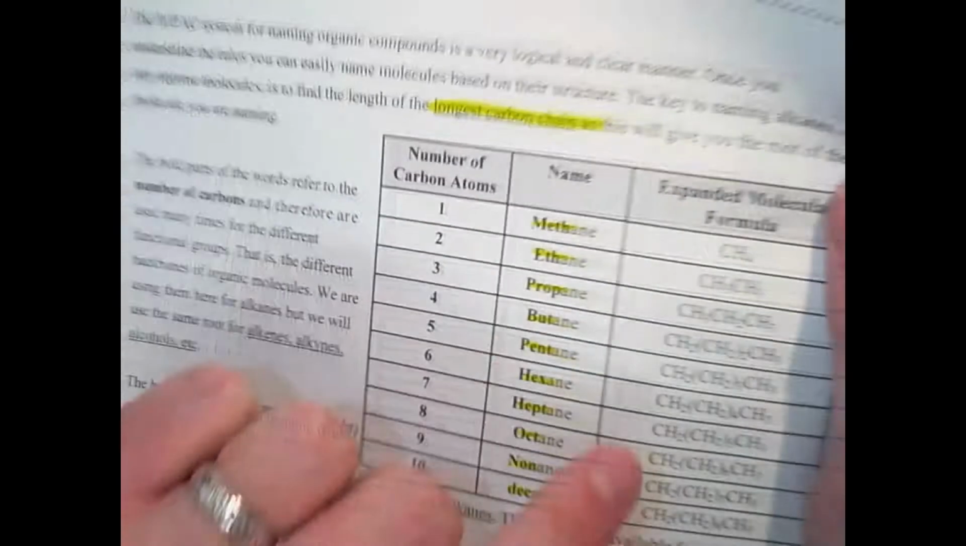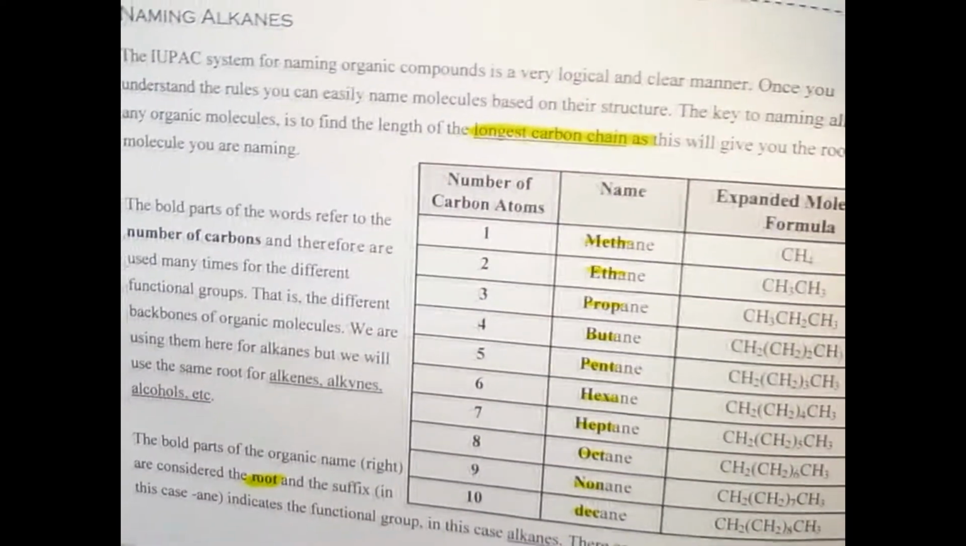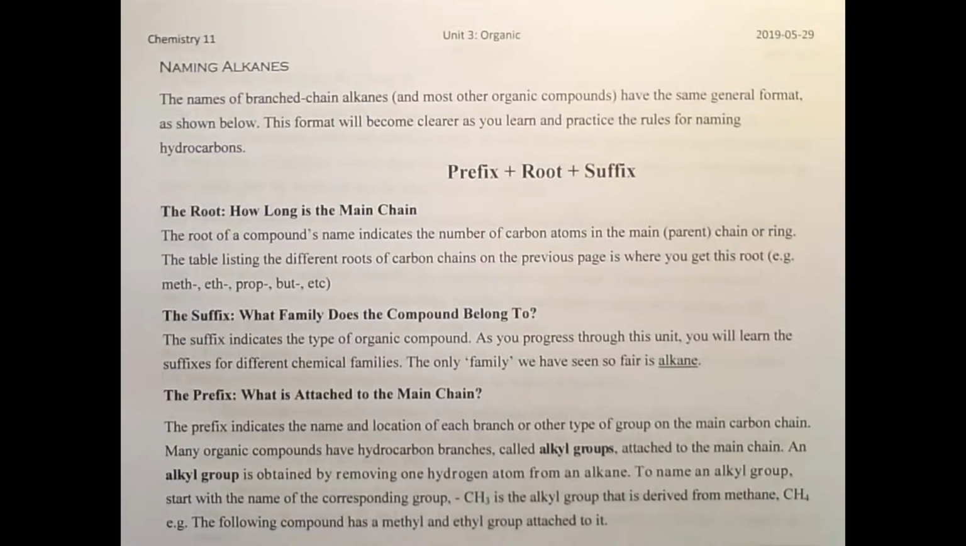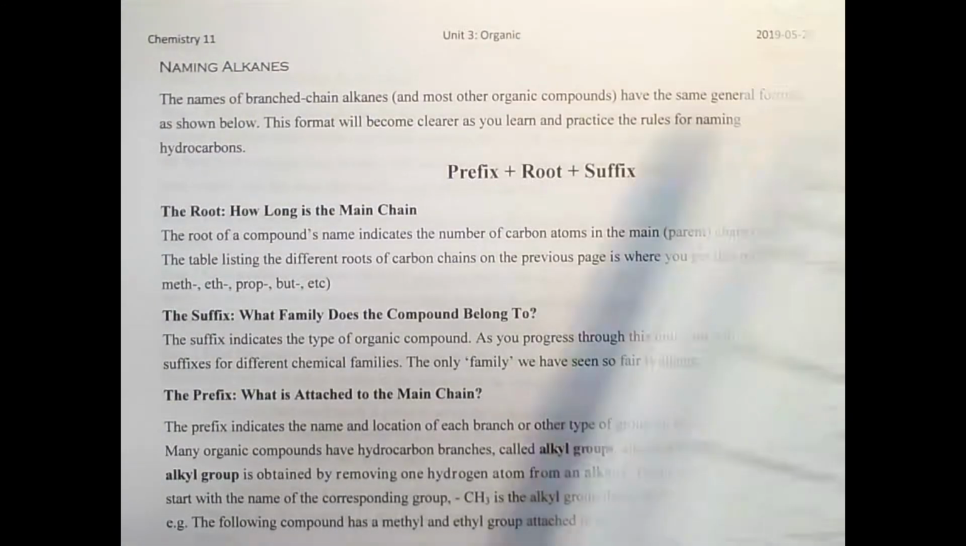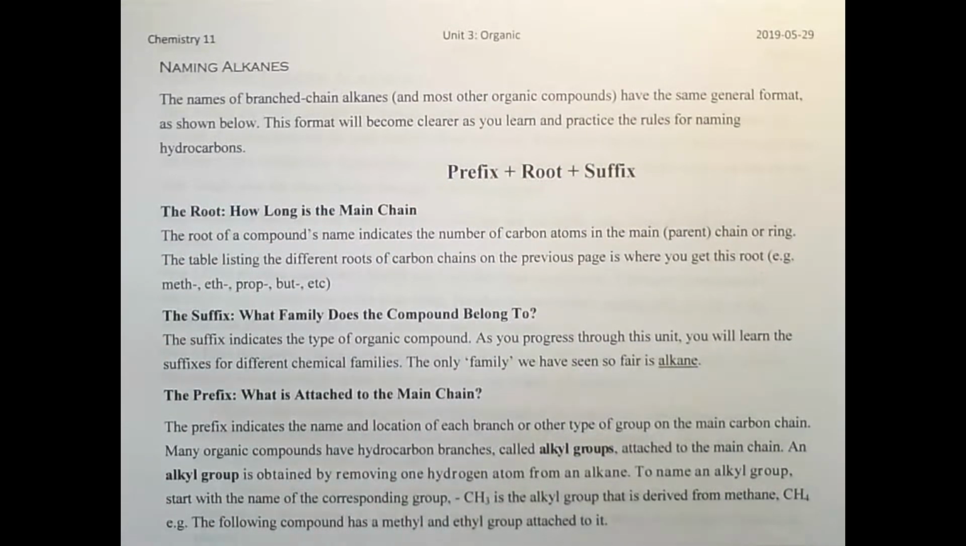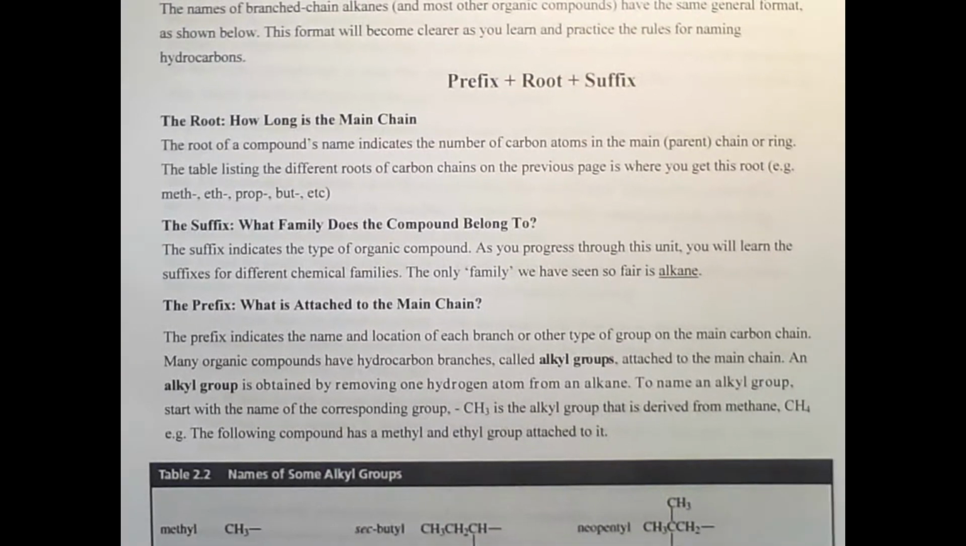The suffix is what family of molecules or what functional group is present. The only thing we have learned so far is alkanes, so that's the only one that we will have on here. And the prefix is going to describe any branches or any side carbon chains that are coming off the main. So the system is really, really straightforward. The biggest thing that we have to do is we have to make sure we get the longest chain.